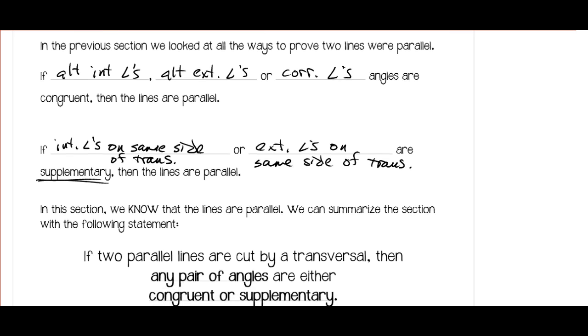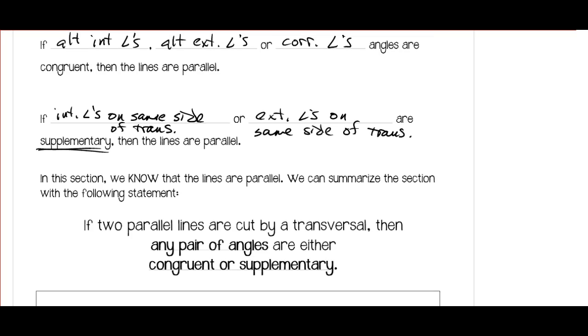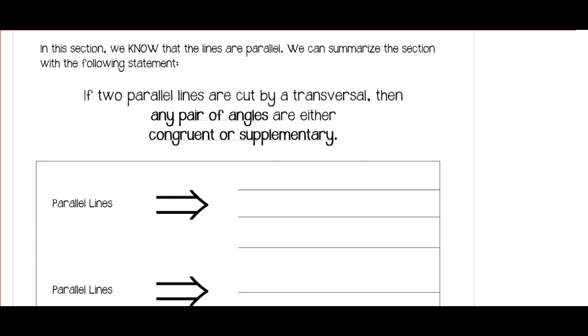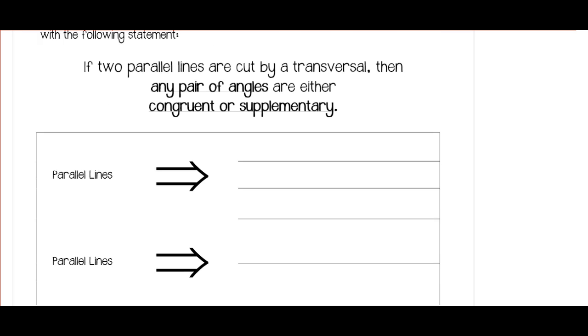So if we look at the converse of this, it's going to give us a whole bunch of ways to get angles congruent or supplementary if we are starting with the lines parallel. So in this section we know the lines are parallel already, and we're going to summarize this section with one statement here. If two parallel lines are cut by a transversal, then any pair of angles that we could pick are either going to be congruent or supplementary.